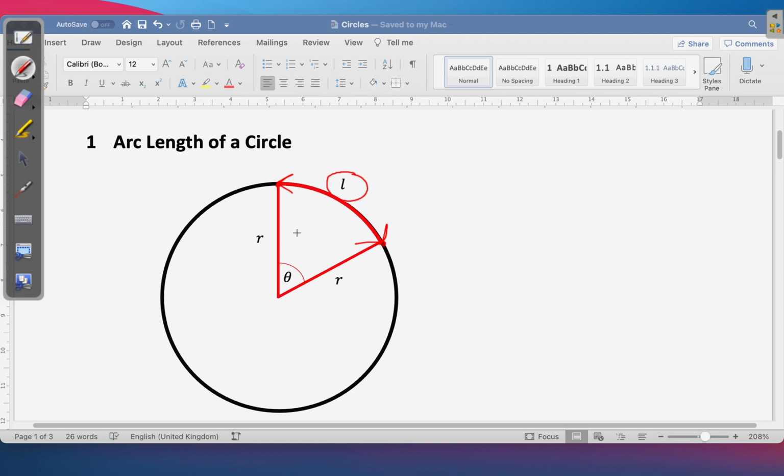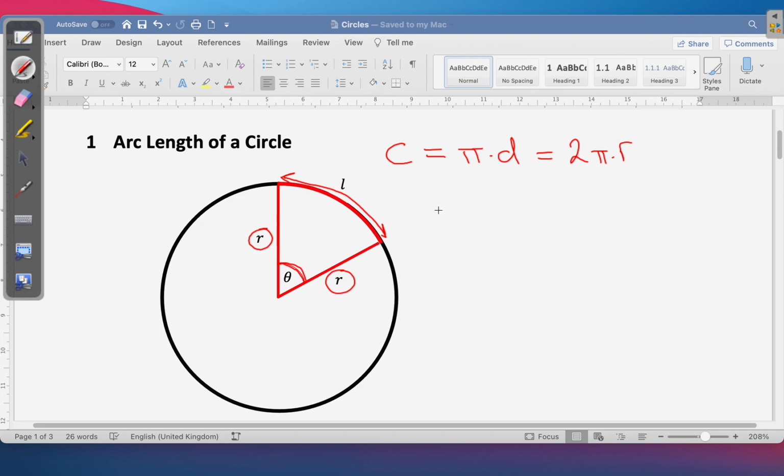Arc length. Now to calculate the arc length, we know that it's a fraction of the circumference, and the circumference is given by pi d, or 2 pi r. We're going to use 2 pi r because it makes more sense for this diagram, as we have it in terms of the radius here. So we're going to use the angle that this arc occupies out of the whole circle to figure out what the arc length is.